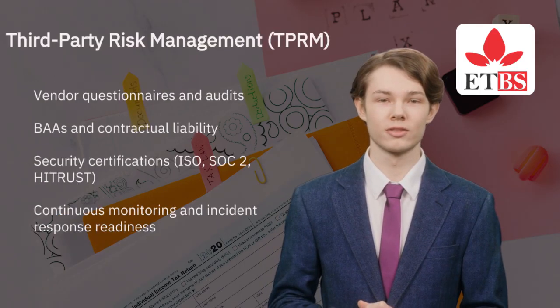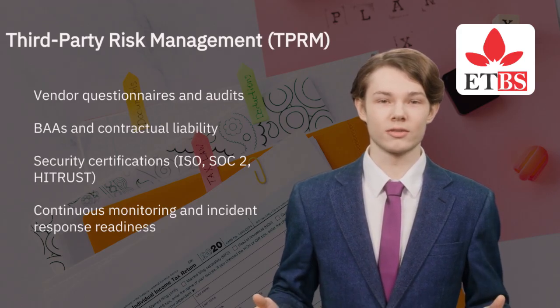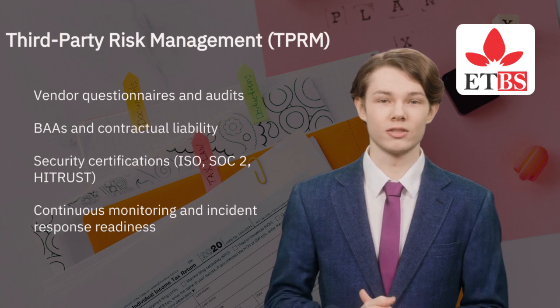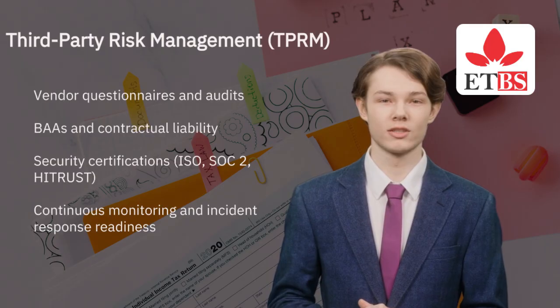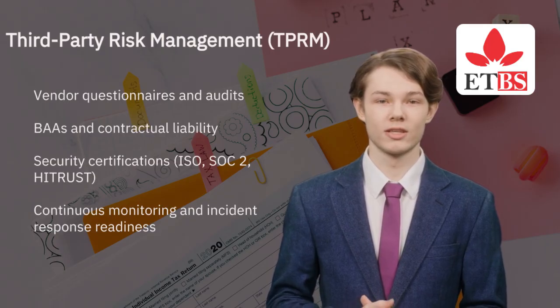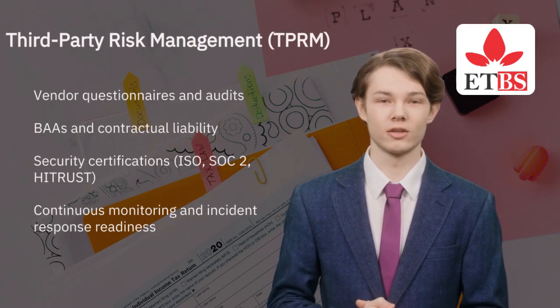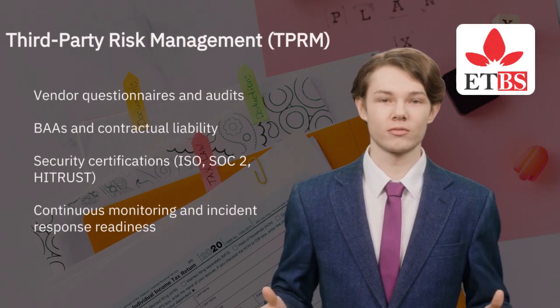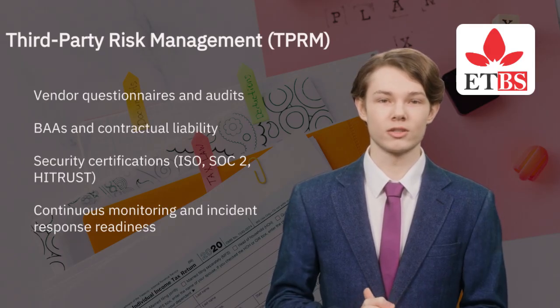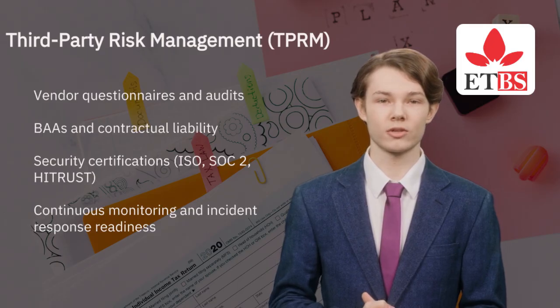Third-party risk management (TPRM). CSPs, AI developers, app vendors, and hardware makers must undergo TPRM processes, including vendor questionnaires and audits, BAAs and contractual liability, security certifications (ISO, SOC 2, HITRUST), continuous monitoring, and incident response readiness. Organizations should map out their third-party data flows and maintain a vendor risk registry.